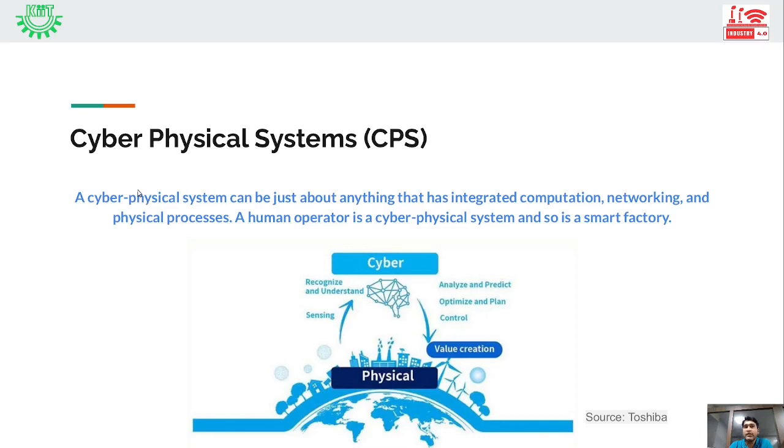As the definition here says, a cyber physical system can be just about anything that has integrated computation, networking and physical processes. A human operator is a cyber physical system, and so is a smart factory. So this shows a block diagram of a cyber physical system. What we are essentially doing is controlling this physical equipment with, as you can see, cyber, that means internet. Through the internet or through connectivity we are controlling some physical equipment or physical processes.